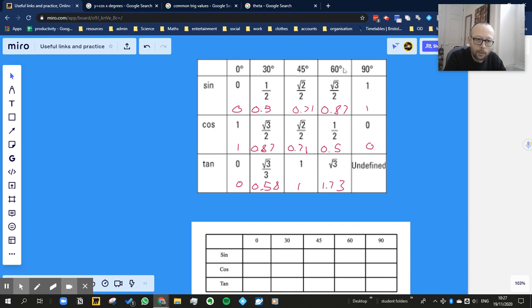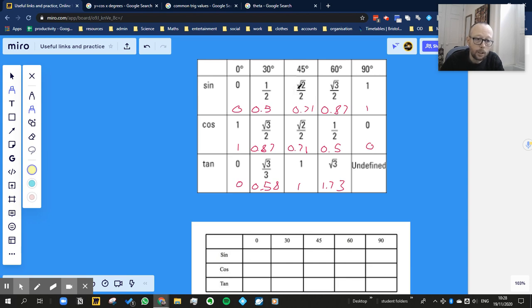0, 30, 45, 60, and 90 for sine, cos, and tan. I've got the values here as exact values, using square roots where necessary, and underneath I've rounded them to show the decimal values as well. You need to know the exact values. You don't need to know the decimal values, of course, but it's useful for starting to notice some patterns. You'll notice there are some patterns straight away.